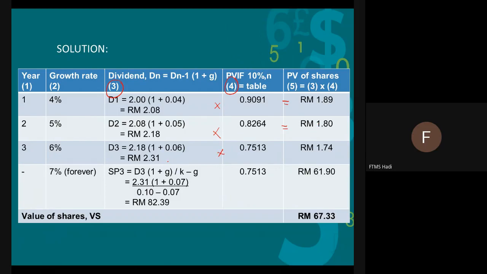For the D3, same as well. 2.31 multiplied by 0.7513 is equal to 1.74. And the last one, your SP 82.39 multiplied by this amount 0.7513, which is equal to 61.90. At the end of the day, your value of shares VS is the sum, total up between those four. 1.89 plus 1.80 plus 1.74 plus 61.90, you will get 67.33 ringgit. Okay, the answer will be in RM.